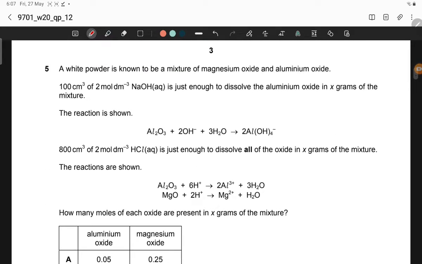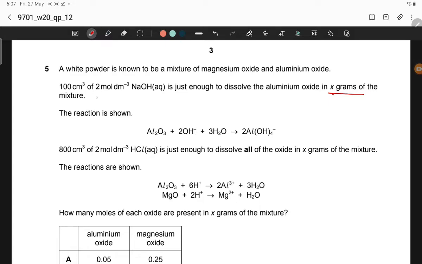Question number 5. A white powder is known to be a mixture of magnesium oxide and aluminum oxide. 100 cm3 of 2 mol/dm3 sodium hydroxide is just enough to dissolve the aluminum oxide in x gram.